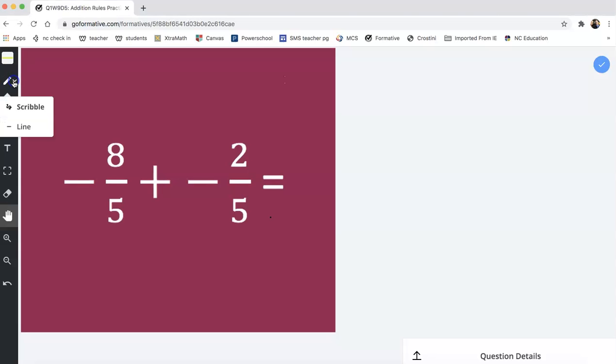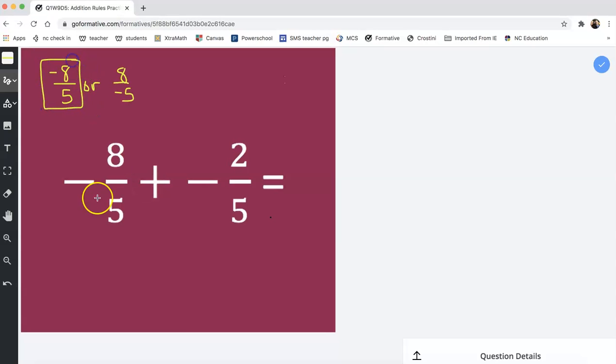In this video, we're going to find the sum of these two fractions. Now let's use what I just taught you. For example, negative 8/5 is the same as negative 8 over 5, or you could also write this as 8 over negative 5. It's going to be useful for us to rewrite it where the negative is in the numerator. So I'm going to write the negative in the numerator instead of out in front.